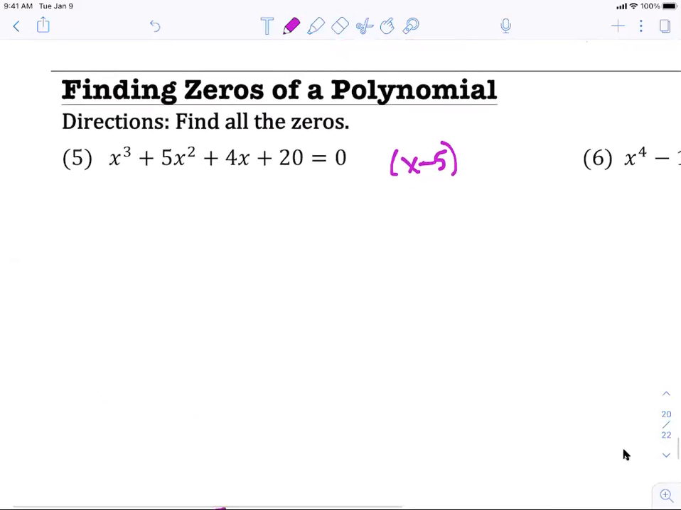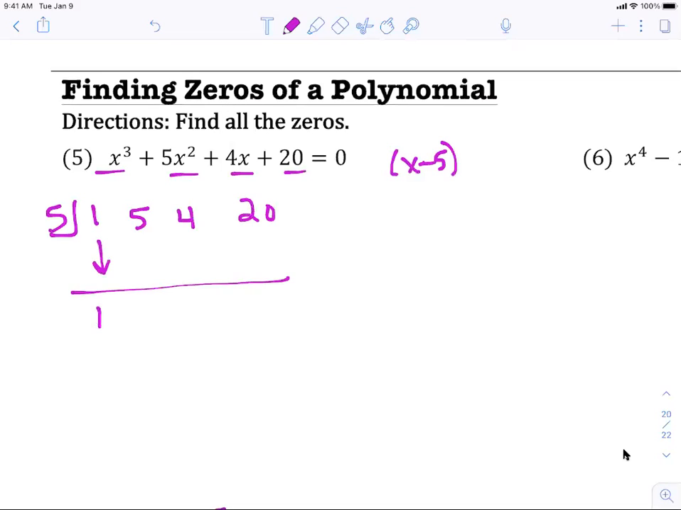Now, it says find all the zeros though. And that's the only one that I saw on the graph. That's the only place that I see that it crosses. So let's use that to our advantage. At least divide that out and see what we're left over with. I'm going to check for fillers. I don't need any, so it's going to be a 1, a 5, a 4, and a 20, because we go x cubed, x squared, x, number, everything's in order. And that's my clear to start my synthetic division.